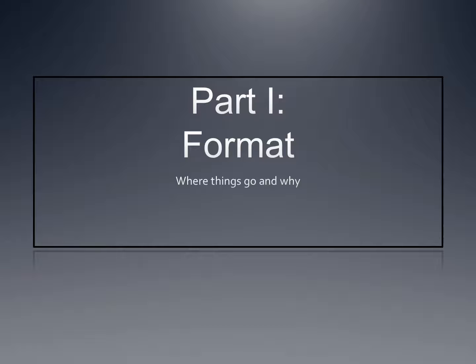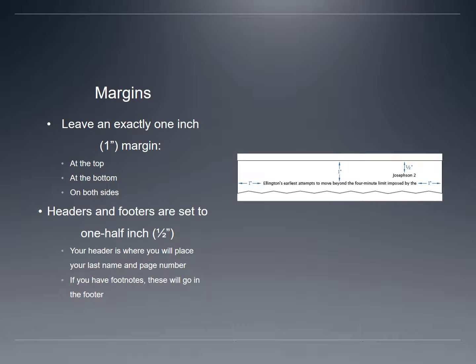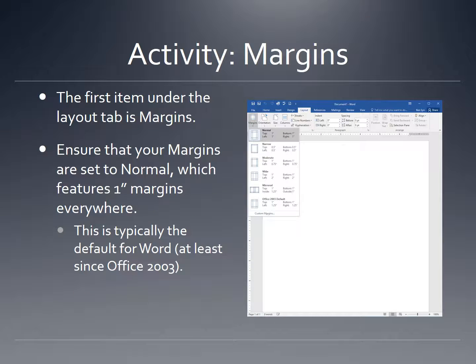Part 1, Where Things Go and Why, Formatting. In MLA, we use 1-inch margins everywhere. Top, bottom, left, right. The only exception to this margin is the header and footer, which are set to 1/2 inch. The only thing that goes in either of those places is your page number and running head, which we'll talk about a little later. So for right now, I'll show you how to do that in Microsoft Word.